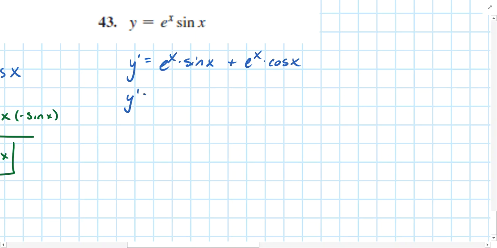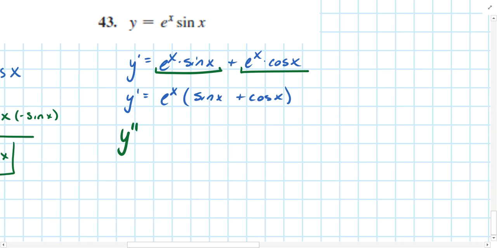And so we could factor this, e to the x power times sine of x plus cosine of x. Now I see the benefit here because when I need to find the second derivative, well, now I've got a product rule. I can find the derivative of this and the derivative of this and use the product rule just one time, whereas back here I would need the product rule twice to find the derivative.